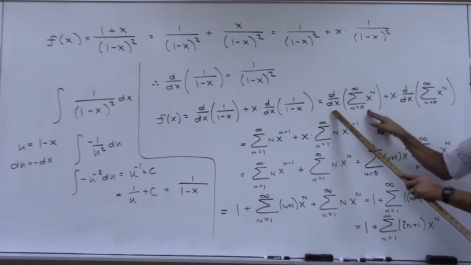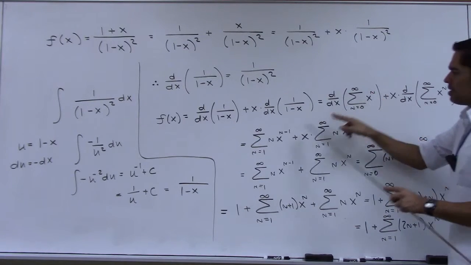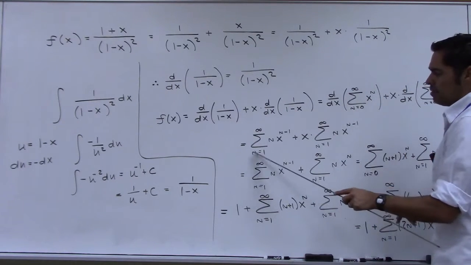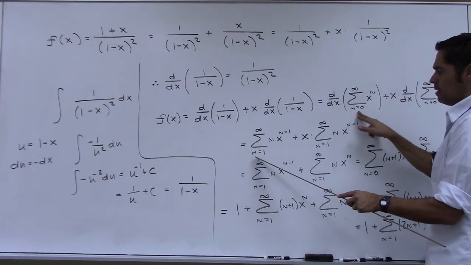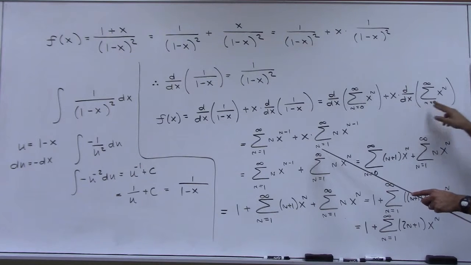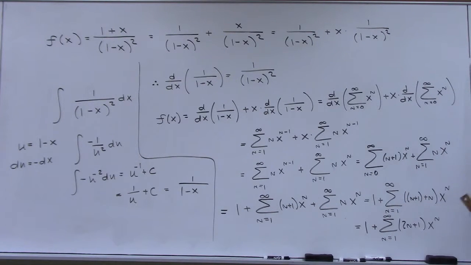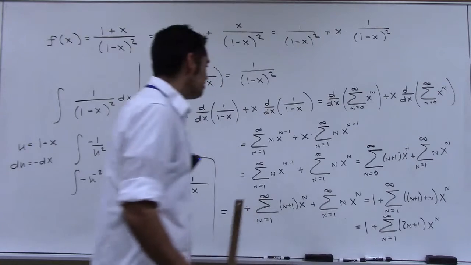So when I differentiate this power series, there's no cleaning up that has to happen. The n just comes down, n minus 1 there, and then notice the index goes from 0 to 1. And then I have plus x, and then the derivative here, again, the index changes to 1 and n comes down, n minus 1. All right, that's the heart of the problem. Now it's just a matter of cleaning this up and getting it into one sum.